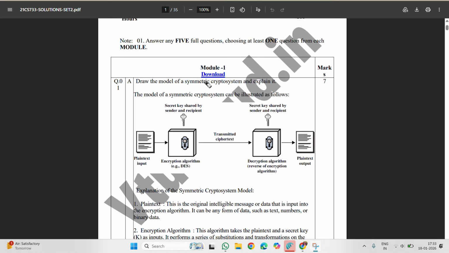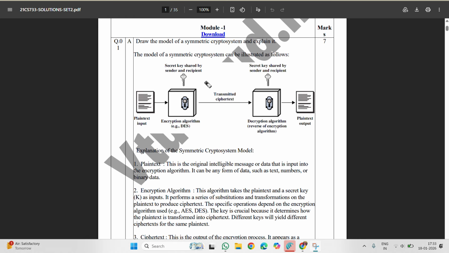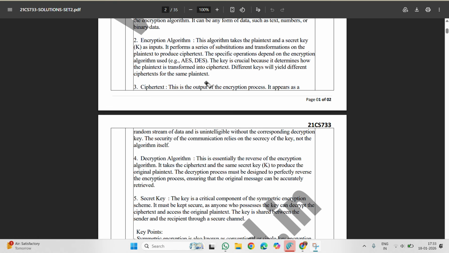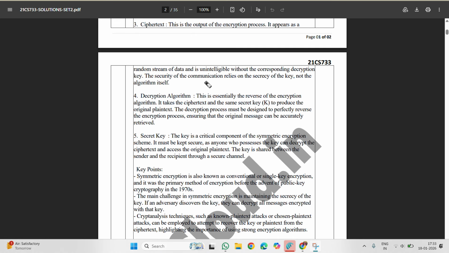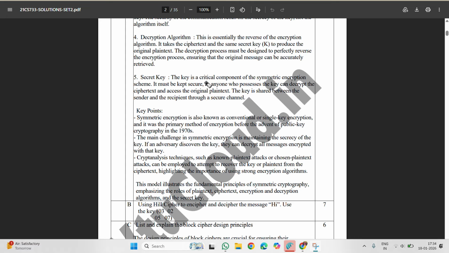In this, firstly, people have to draw the schematic or block diagram of the symmetric crypto system model and explain the terms which are included in the diagram like plain text, encryption algorithm, ciphertext, decryption algorithm, secret key. The key points also you people have to explain, like who invented this crypto system.